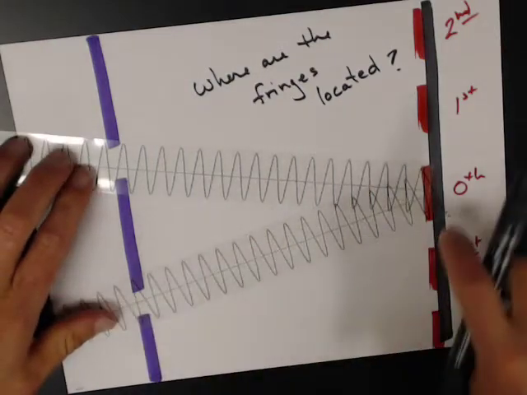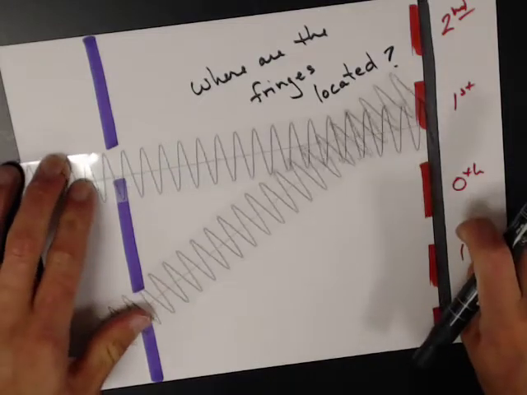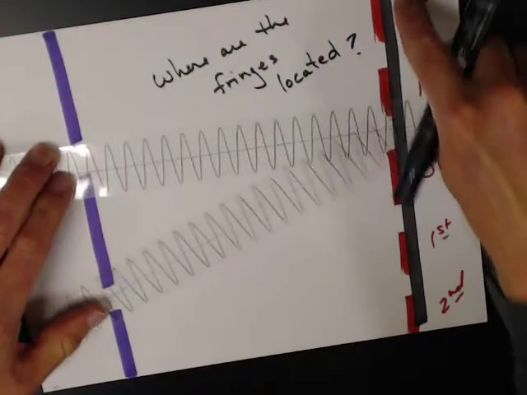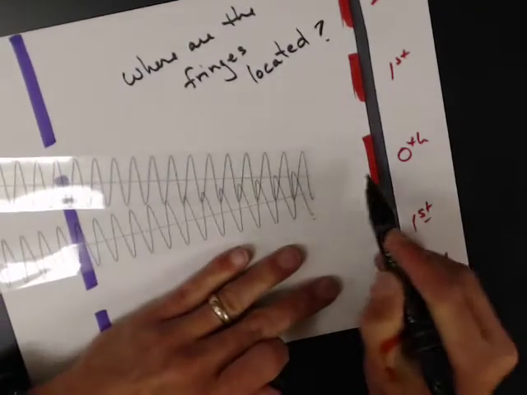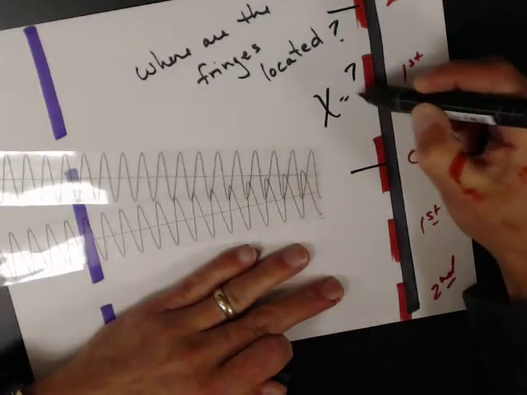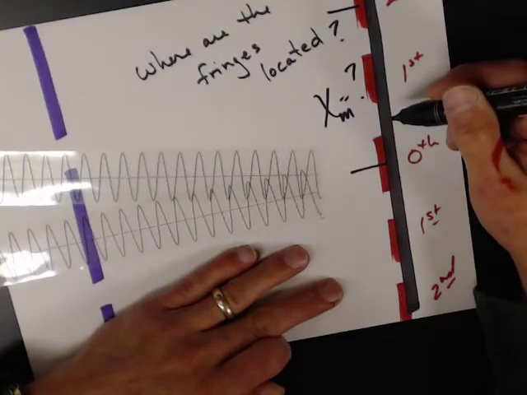Now that we know that the light makes fringes, so when the light comes through here, it goes there, you've got constructive interference, constructive interference, constructive interference. Where are these fringes located? So where, compared to here, and since this is the mth order fringe, where is that fringe located?